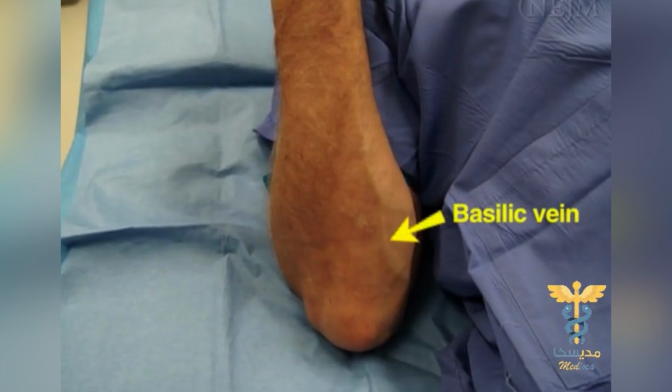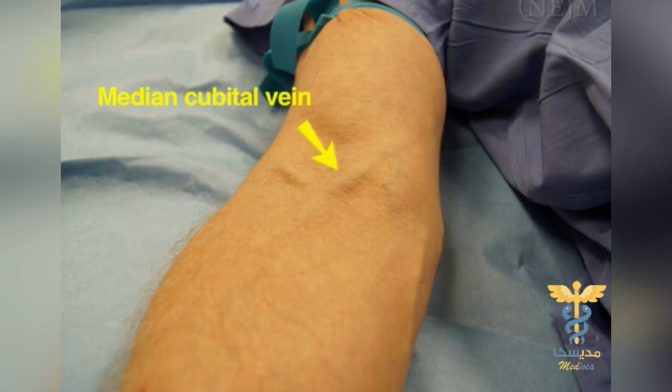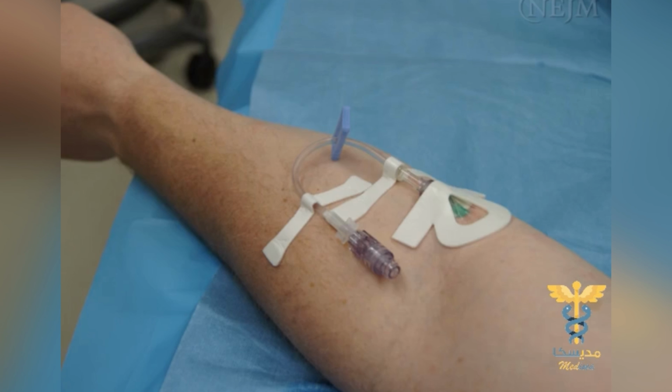In the medial antecubital region, the basilic vein is medial and the cephalic vein is lateral. The median cubital vein runs diagonally through the antecubital fossa, connecting the cephalic and basilic veins. Antecubital vein cannulation is common in emergency situations, but not ideal for long-term IV therapy.